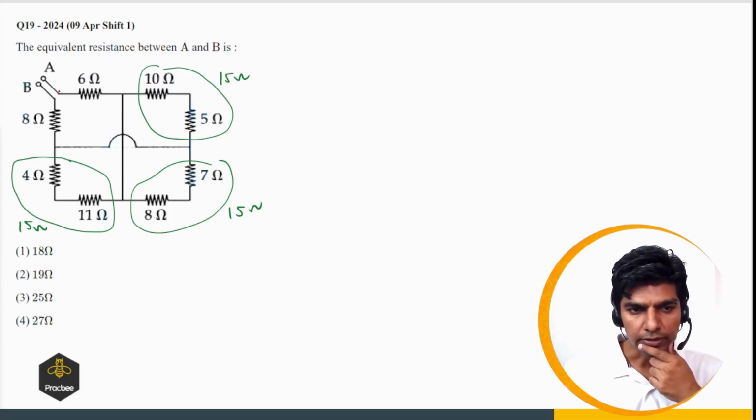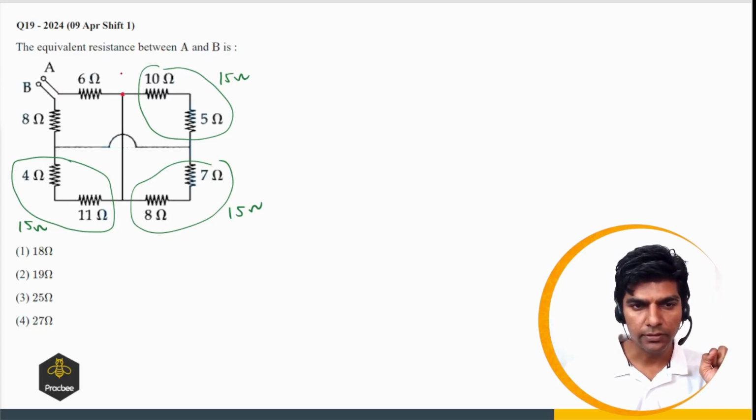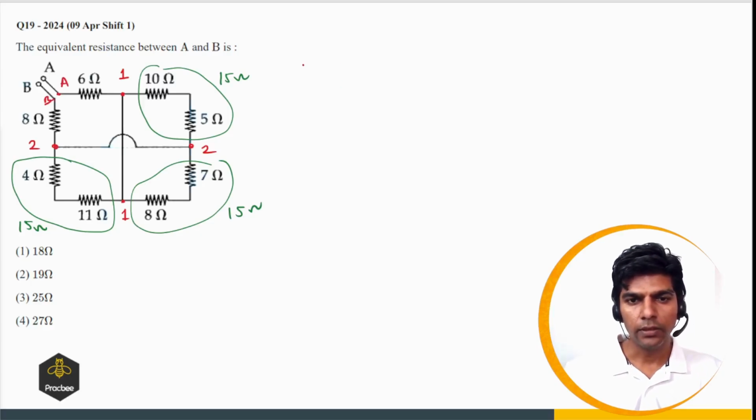Now let us see a trick. I'm going to mark equipotential points. Let us take this point as 1. So this point is also 1 because they are connected with a connecting wire. If I take this point as 2, this point will be 2. And this is A and this is B. Now let me show all these equipotential points. So this is A, 1, 2, B.